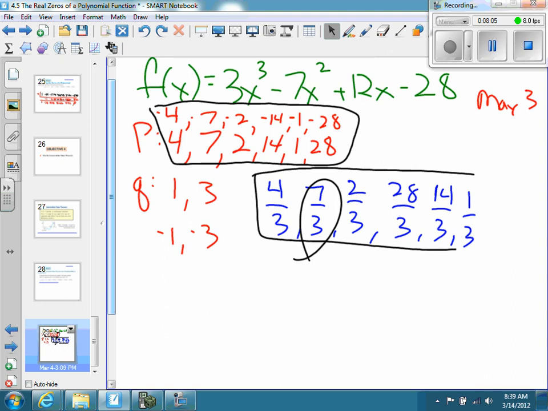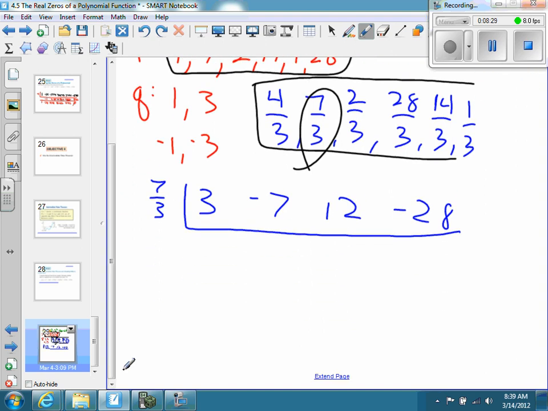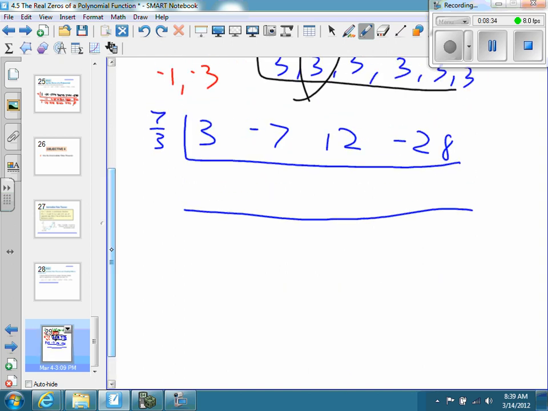Synthetic division. So I'm going to have, let's use the color here, 3, negative 7, positive 12, and negative 28. And I'm going to divide that by 7/3. So, bring down my 3, and that's going to be a positive 7, right? 7/3 times 3 is going to be a positive 7. So I add those together, I have 0.